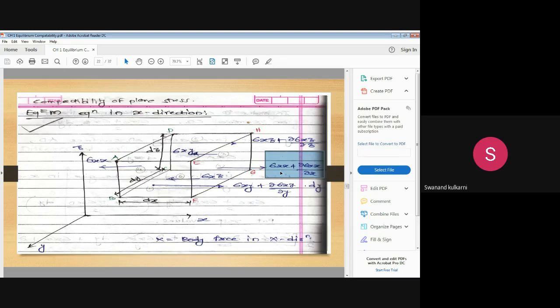Now just to justify, why have I taken sigma xx on the surface ABCD and why have I taken sigma xx plus dou sigma xx upon dou x on surface EFGH? माझा प्रश्न लक्षात येतोय? Are you getting my question? On surface ABCD, I have taken sigma xx, but on surface EFGH, I have taken sigma xx plus dou sigma xx upon dou x. बरोबर का? असं घेतलंय का मी? If I have taken this, then why have I taken it? What can be the reason?